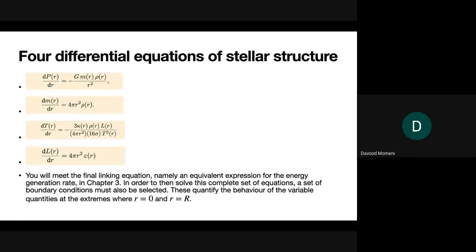Also, you have to know that to solve these equations, we need what we call boundary conditions. I mean, the star is considered as a spherically symmetric object. Yes? Does anybody know what spherical symmetry means? Give me a very elementary definition of spherical symmetry. Do you know?